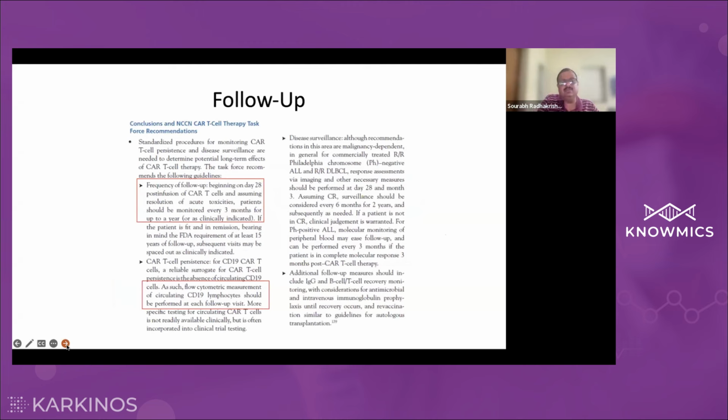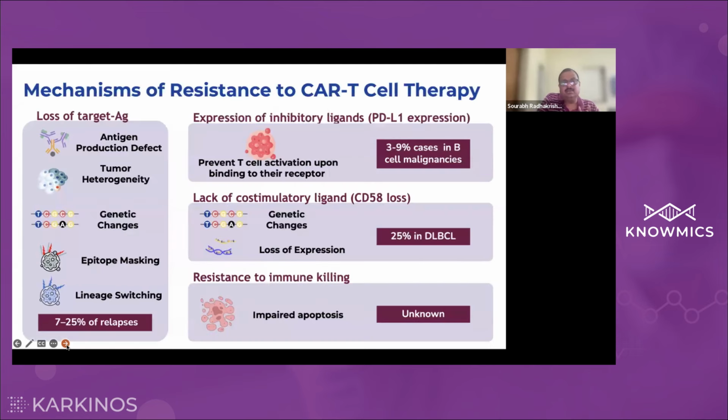Second, intermittently, we have to check the number of circulating CD19 lymphocytes so as to get an idea of how much it is. In addition to this, do a checkup for the disease also, and whether they are coming back. So there are multiple ways of resistance, because it is now 2017 that it has come up, and now it's 2024. We already started earlier. Sometimes, despite CAR-T, the disease can relapse.